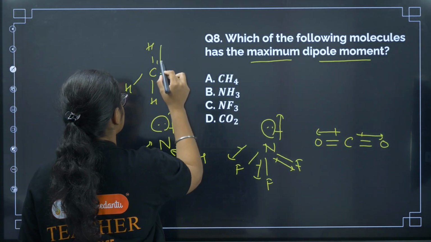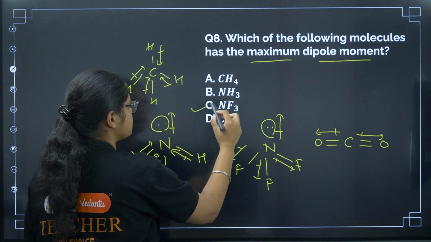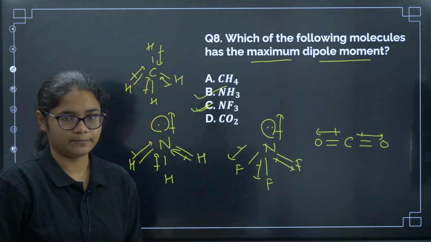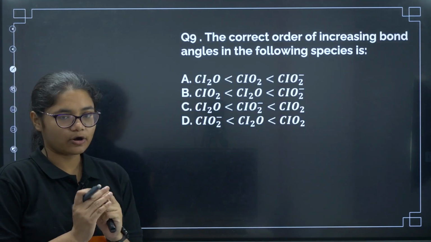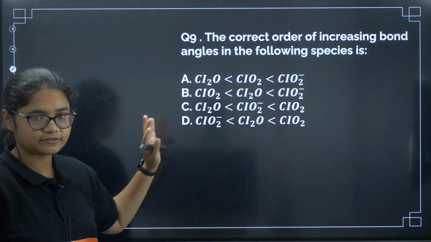Here if you see, this is in this direction, these three are in this direction. So the correct answer for this question will be option number B, that is NH3. Now, the correct order of increasing bond angles in the following species. So let us see first the structures properly.